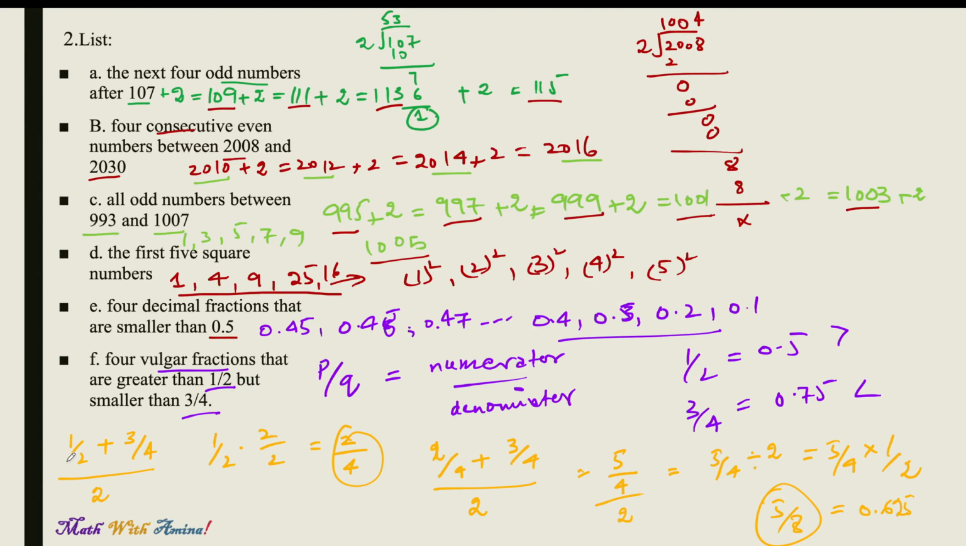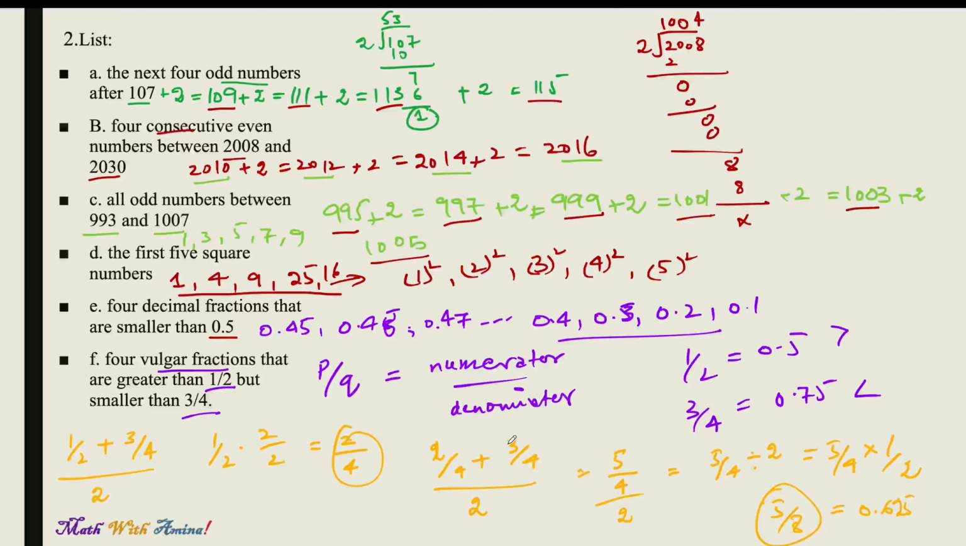Taking the average of it, we have 1 over 2 plus 3 by 4 divided by 2. Now in here we cannot proceed further because the denominators of these two vulgar fractions are not the same. So in order to bring them to the same, 1 over 2 we multiply with 2 by 2. This way we get 2 by 4. Taking this back into the expression, we get 2 by 4 plus 3 by 4. Now the denominators are the same, we can proceed with our calculations further.